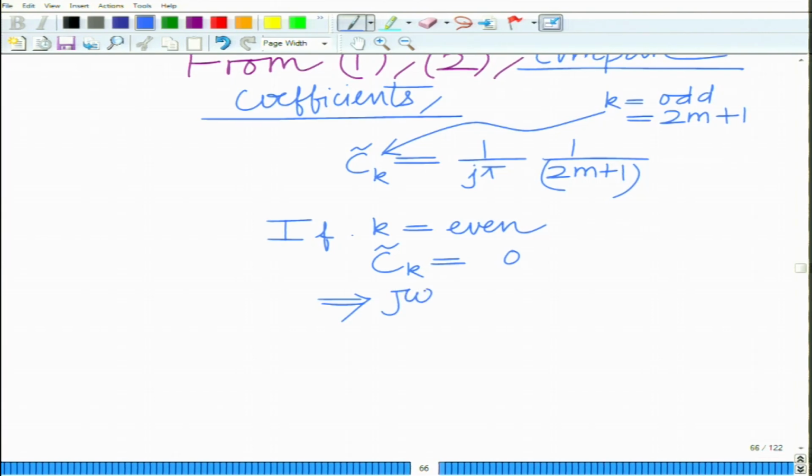which implies j omega naught k c k equals 0, which implies c k equals 0 if k is not equal to 0. This is the story for k not equal to 0: it has to be the case that c k equals 0.